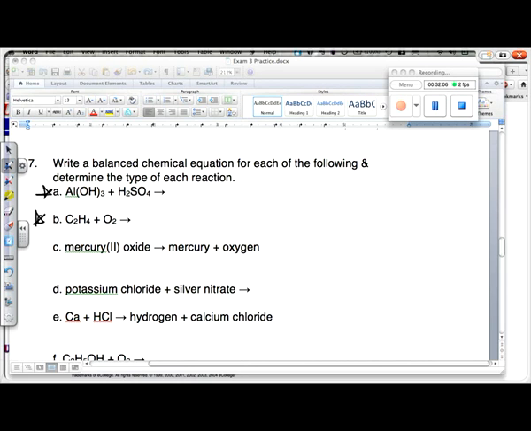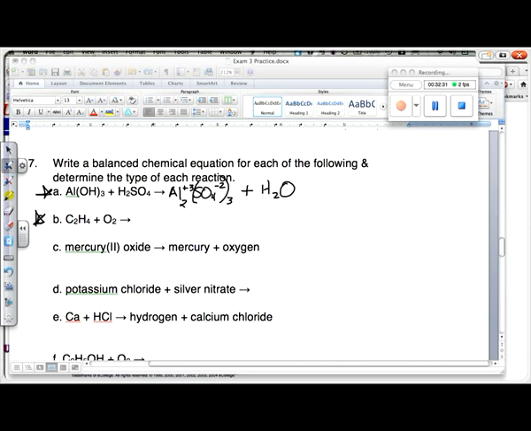All right, double replacement here. Aluminum goes with sulfate. So aluminum is a +3. Sulfate is a -2. So I need 2 of those +3s and 3 of those sulfates. And my other product is water. This is an acid base. So H2O.